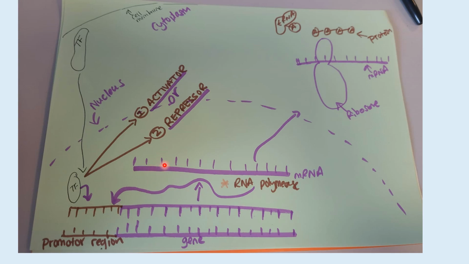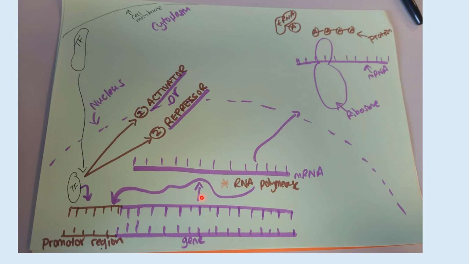Let's think of a scenario. The scenario is that we want to inhibit this gene from being expressed. And what does that mean? That means we want to stop this gene from being made into a protein. So we don't want that protein to be made.